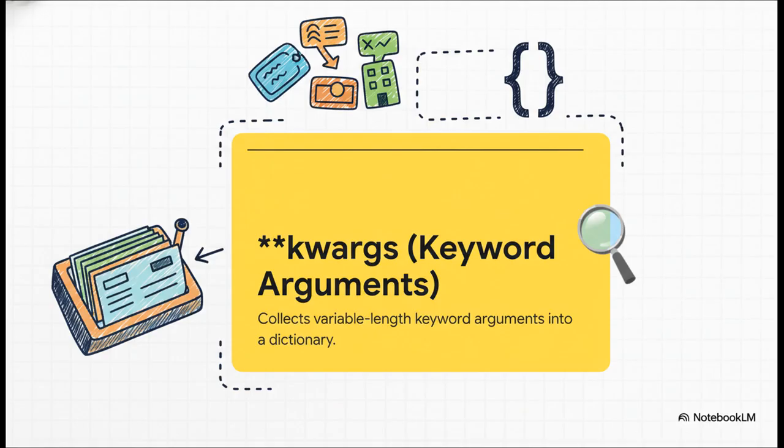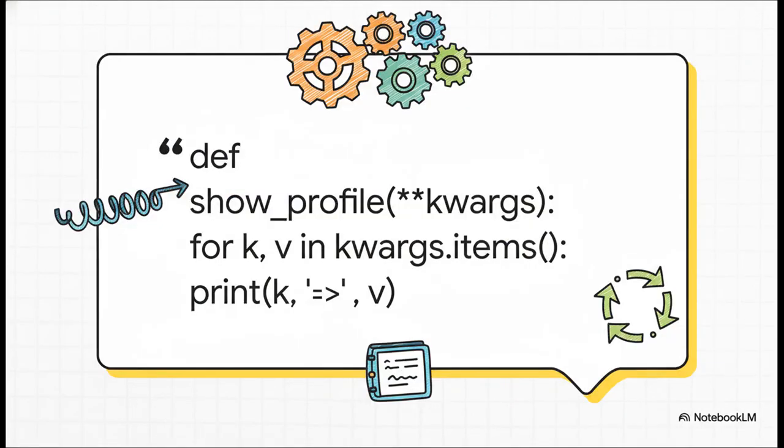Next up is its partner in crime, **kwargs. See the double asterisks? That's our signal that we're now dealing with keyword arguments. This collects any number of named arguments, like name equals Akel or city equals Thrissur, and bundles them neatly into a dictionary. It's like passing a little Rolodex of labeled information into your function. Here's a great example. Our show profile function can now handle any combination of attributes we decide to throw at it. Double star kwargs just turns into a dictionary. Right here, it would be name/Akel, city/Thrissur, and we can easily loop through the items to print out a nice, clean profile.